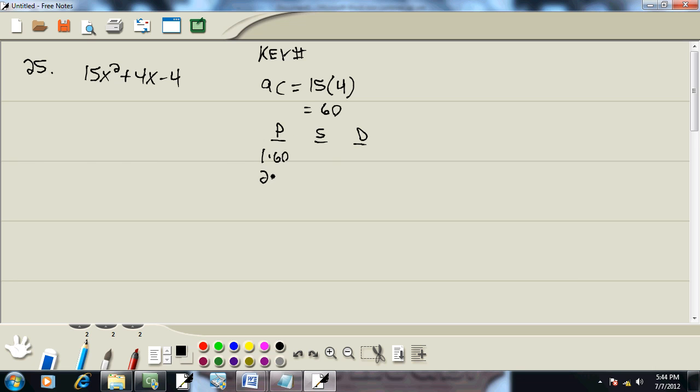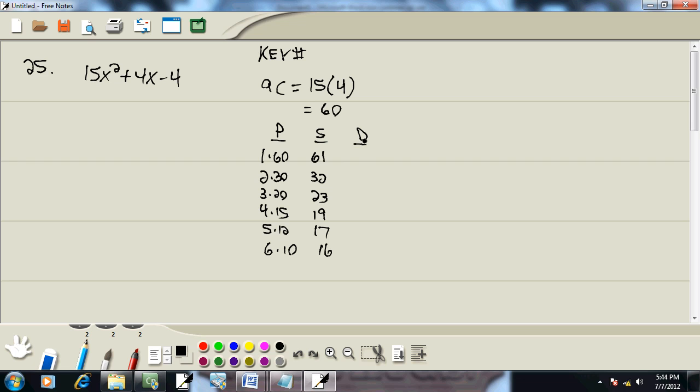Well, there's 1 times 60, 2 times 30, 3 times 20, 4 times 15, 5 times 12, and 6 times 10. And in the sum column, we add those numbers together. 1 plus 60 is 61, 2 plus 30 is 32, 3 plus 20 is 23, 4 plus 15 is 19, 5 plus 12 is 17, 6 plus 10 is 16.